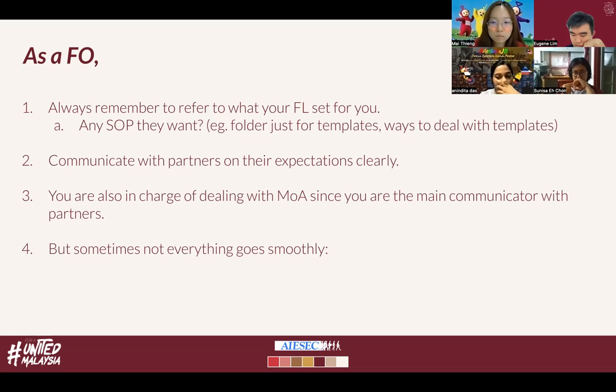As BD, or us as people running sales in LC, we are the face of our entity when we are talking to organizations. So we must always remember to be as responsible as we can, and also communicate clearly what's going to happen in the partnership. I've already explained the third part, which is that you're in charge of dealing with the MOA, since you're the main communicator. But even if you follow all the steps, sometimes not everything goes smoothly. And the next slide.